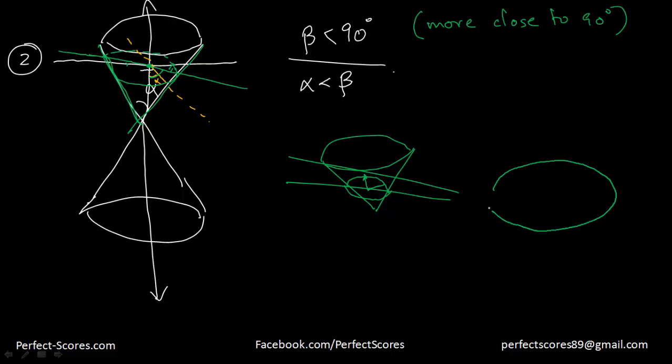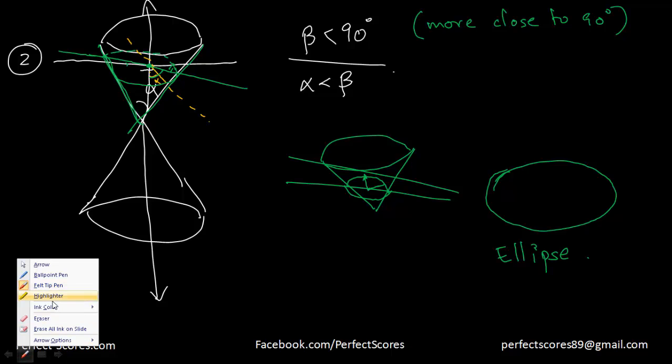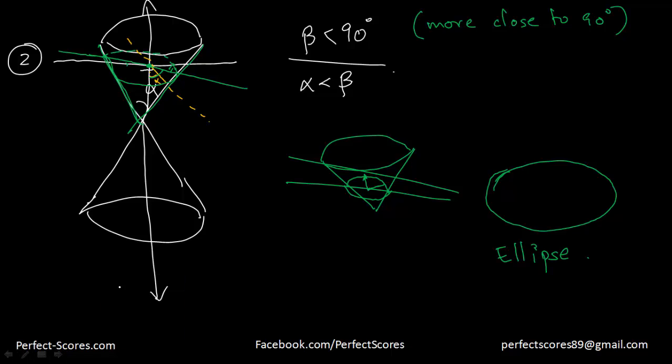It's not going to be an exact circle, but it's going to look something like this, kind of an oval shape, and we call this shape an ellipse. Pretty important shape, right? We're going to be discussing more about this, but right now we're just understanding all the different shapes that you can get. So if beta is less than 90 degrees and beta is greater than alpha, then we get an ellipse.